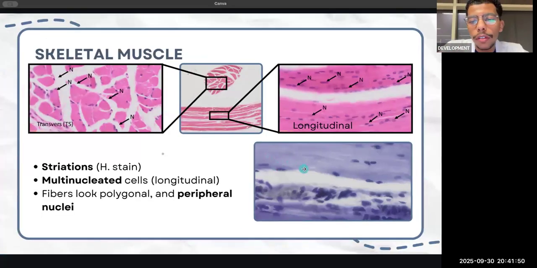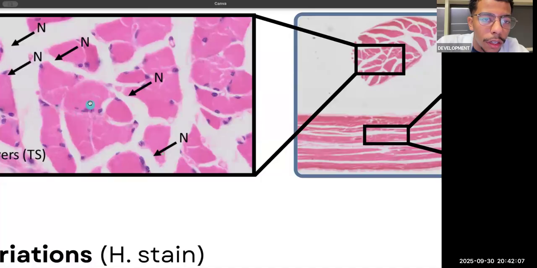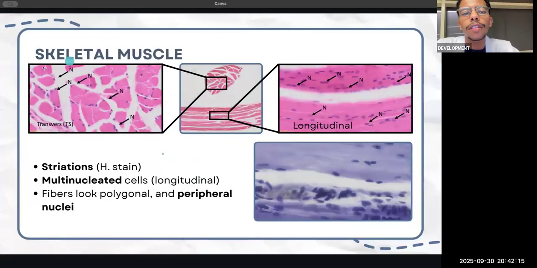Now, how do we know it's skeletal muscle? One, it's going to be multinucleated, as you guys can see here. It has more than one nucleus, okay? And the nuclei are going to be pushed towards the edge, like towards the side. Can you guys see here in the transverse section, in the cross section? This is the muscle cell, and the nucleus is here towards the edge, again here. This is called peripheral nucleus. So peripheral nuclei are what tells you that this is skeletal muscle. Striations are what gives off that it's a muscle, okay?